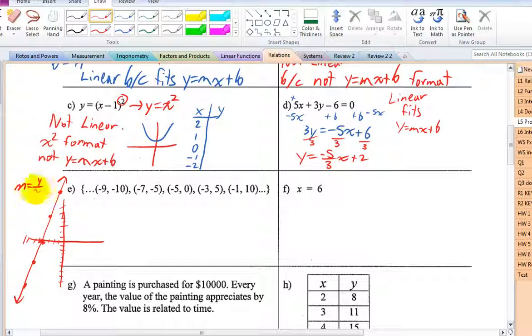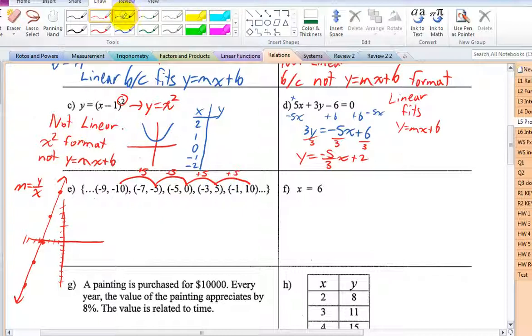Slope is y values over x values. We want to see if there's a constant rate of change. So for our y values, what are we going up by each time? Yeah, -10 to -5 is +5. Here, -5 to 0 is +5. Here is +5. Here is +5.